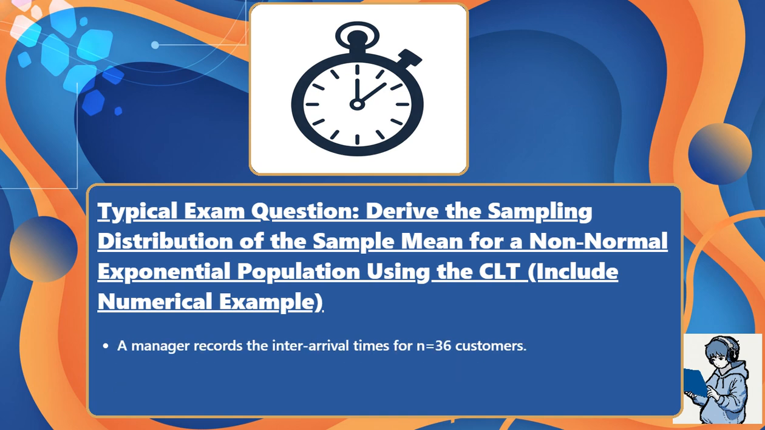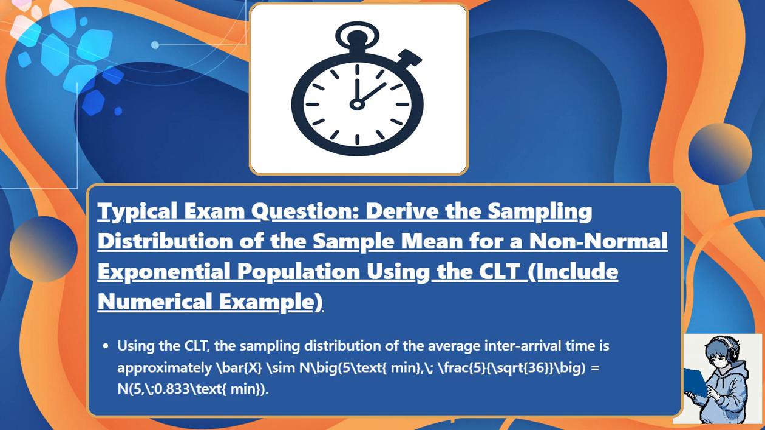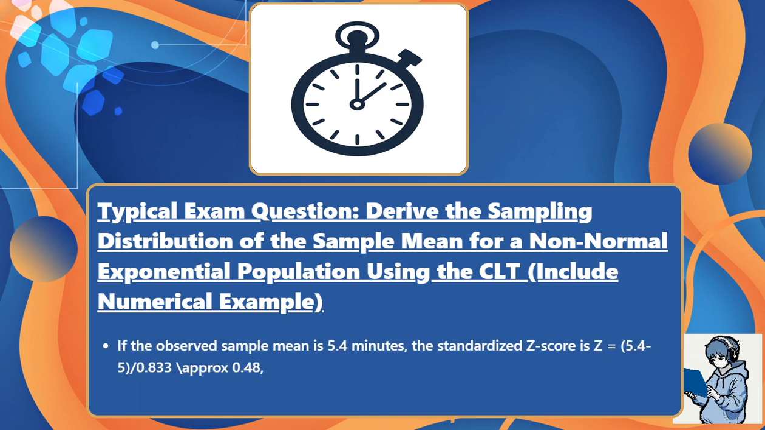A manager records the inter-arrival times for 36 customers. Using the central limit theorem, the sampling distribution of the average inter-arrival time is approximately: x bar follows normal with mean 5 minutes and standard deviation 5 divided by square root of 36, which equals 0.833 minutes. If the observed sample mean is 5.4 minutes, the standardized z-score is z equals (5.4 minus 5) divided by 0.833, approximately 0.48. Well within the usual plus or minus 1.96 range, so the observed average is consistent with the assumed exponential model.